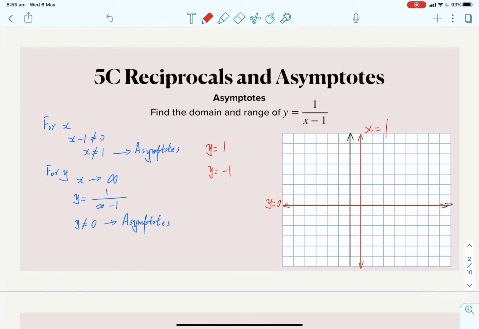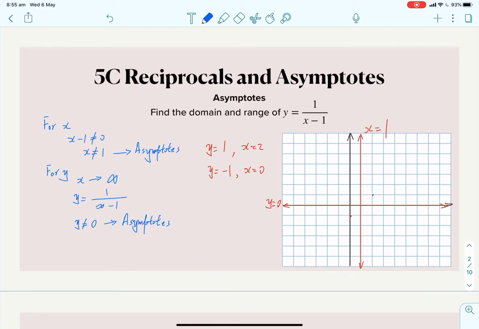If y is 1, then x minus 1 equals 1, so x equals 2. I don't have much space to write it down, so I'm just going to do it in my head. For negative 1, x minus 1 equals negative 1, so x equals 0. So we have these 2 points here. The reason we want those 2 points is that is where the curve changes course.